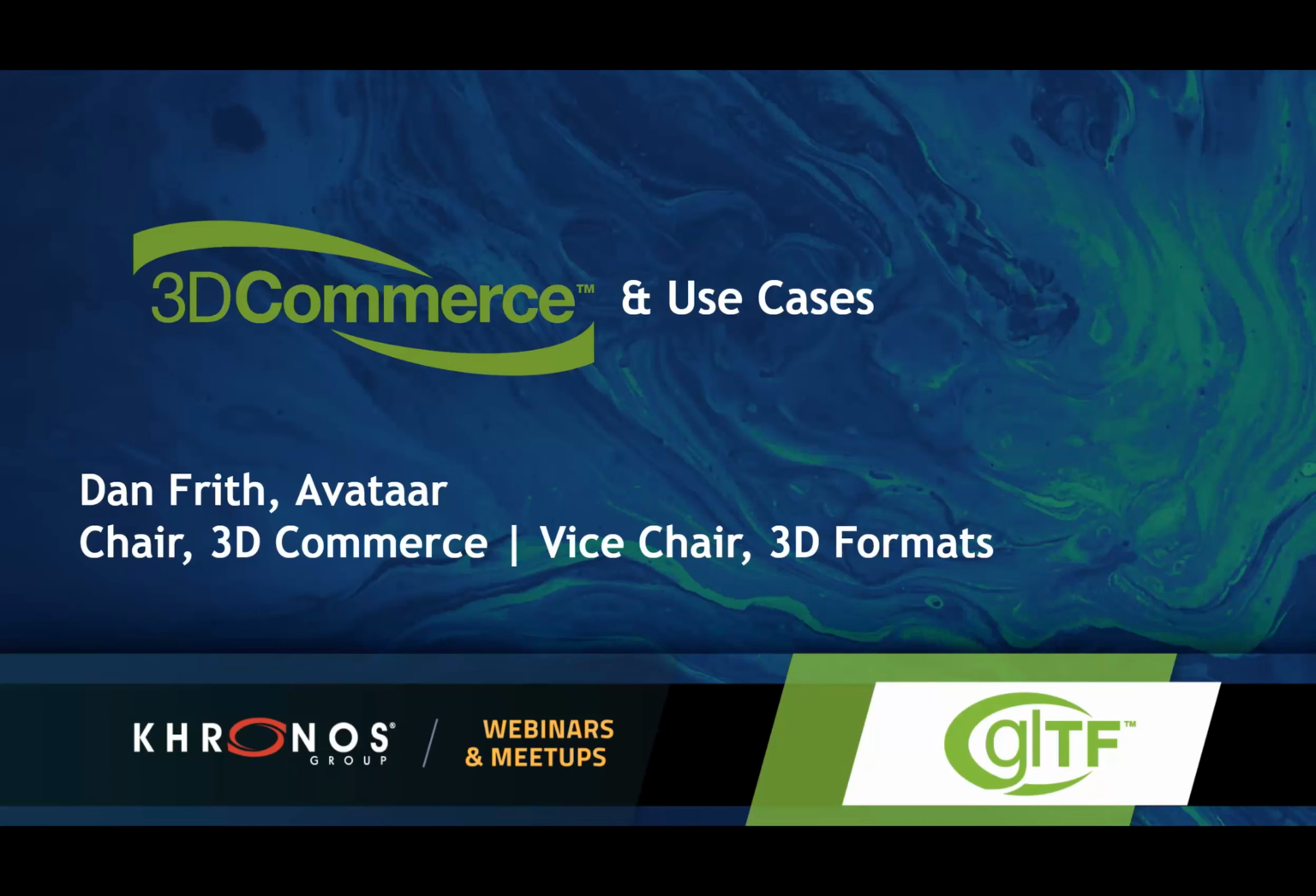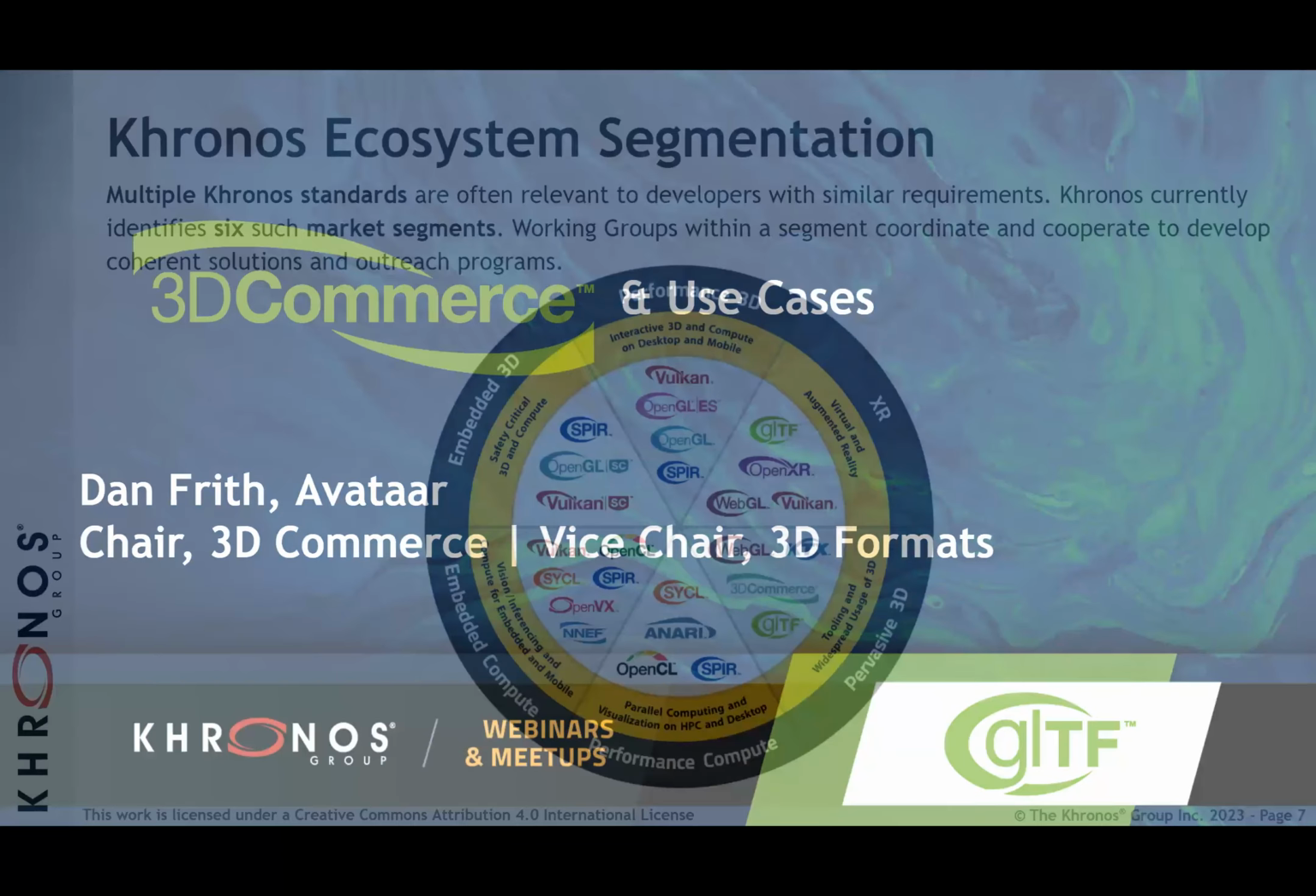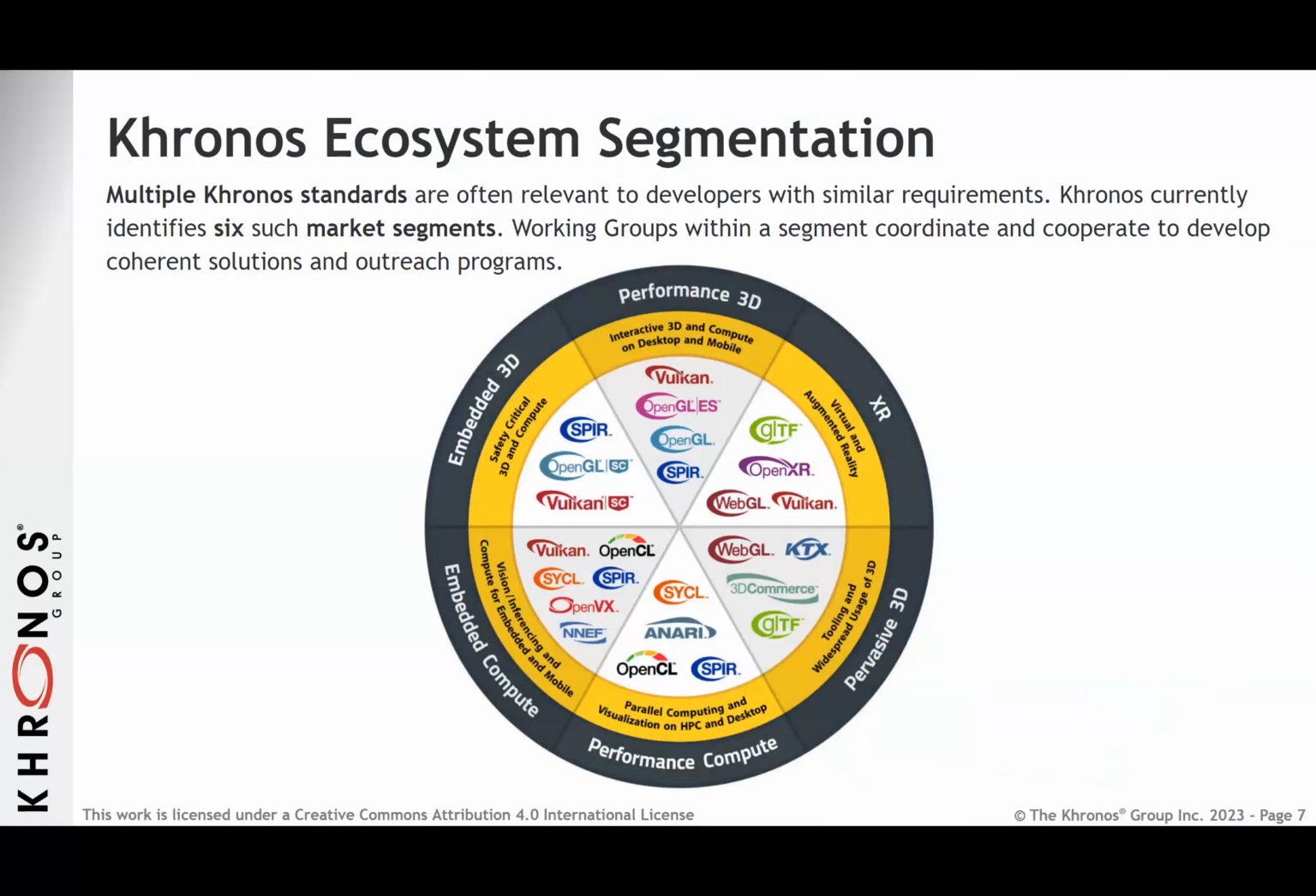But first, I'm going to talk about Khronos's ecosystem segmentation. Khronos has multiple standards, often relevant to developers, with similar requirements. Khronos currently identifies 6 such market segments, and the working groups within a segment coordinate and cooperate together to develop coherent solutions and outreach programs.